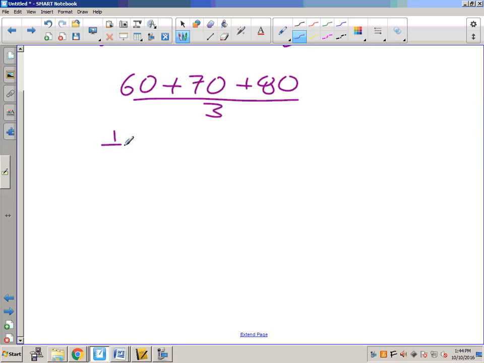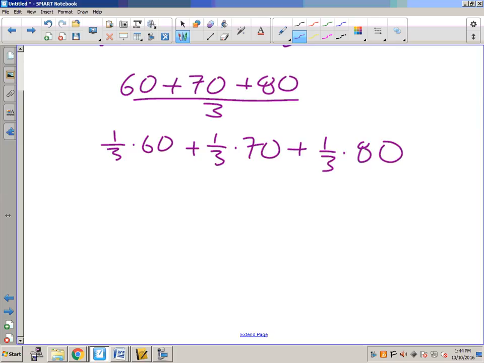So check this out. This is 1/3 times 60 plus 1/3 times 70 plus 1/3 times 80. Would you agree that that's the same thing that I have right up above? Instead of dividing by 3, I'm multiplying each thing by 1/3, right? Well, we know that division by 3 and multiplication by 1/3 is the same. Now this is not technically a weighted average, but it's in the same form as a weighted average.